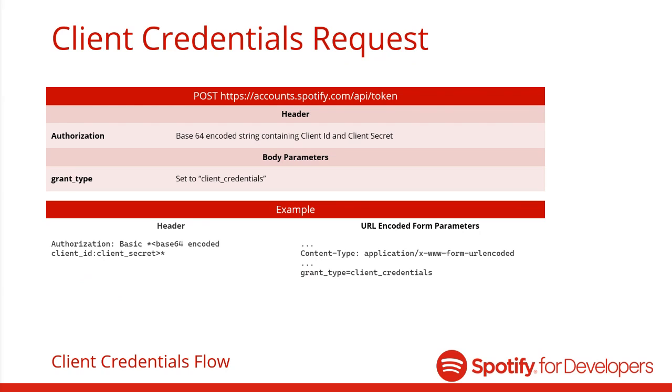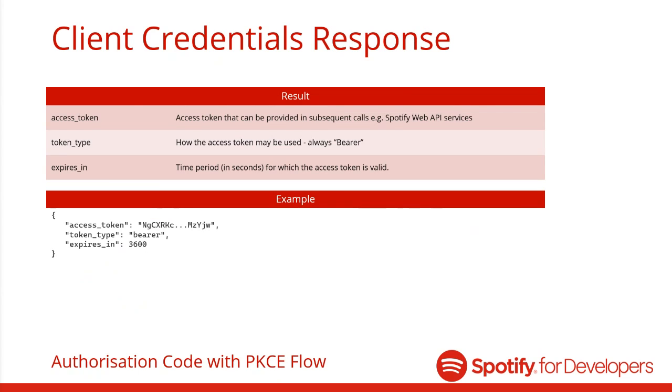And all you need to do is provide a header with the base64 encoded client ID and client secret, and then the simple body parameter of client credentials. And in the response, you'll get an access token returned, but there's no refresh token in this case, and there's no user data you can use with that one. You can use that with any calls to Spotify Web API that don't access user information.